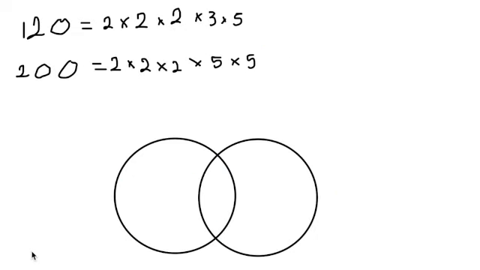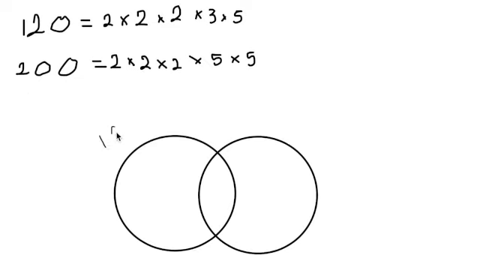So then what we're going to do is make a list of our prime factors for 120 and our prime factors for 200, and we're going to draw a Venn diagram with 120 on one side and 200 on the other. So if we have a number that is in both our list for 120 and our list for 200, we're going to cross it out of both lists and write it once in the middle.